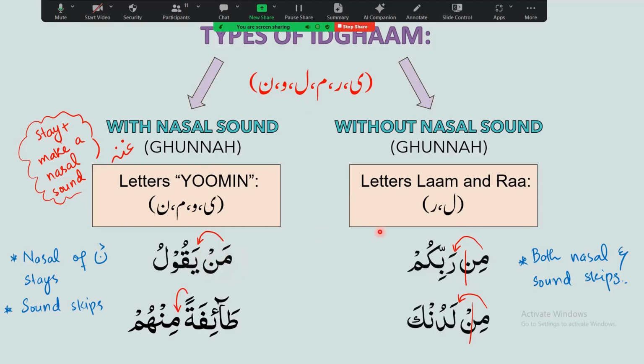But you see the difference is that for the first one, we just said mir rabbikum. That was a bit quick. When we enter the sound of the noon letter into ra, we quickly say mir rabbikum, and we are not staying at the letter ra here. I'm saying mir rabbikum, right?